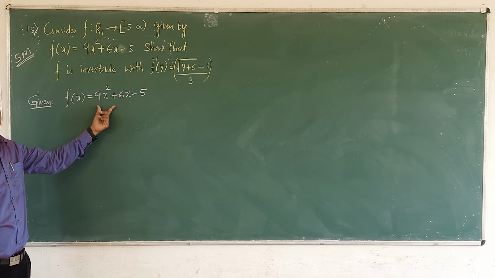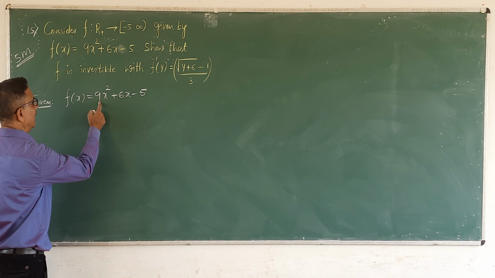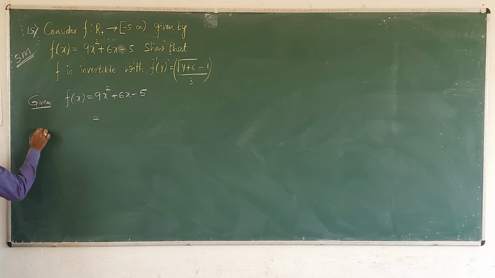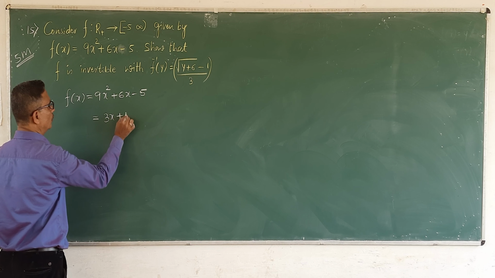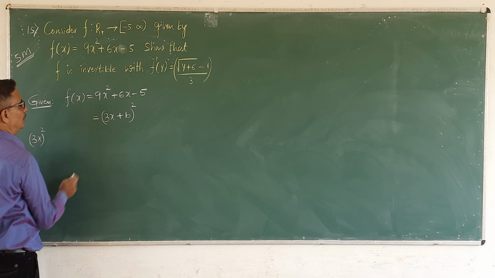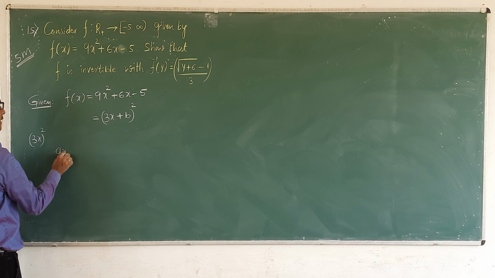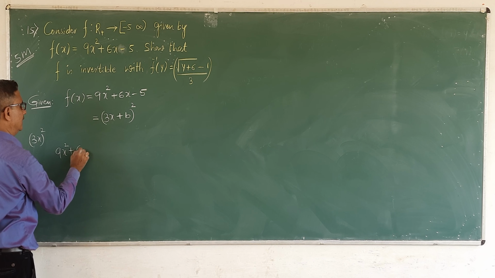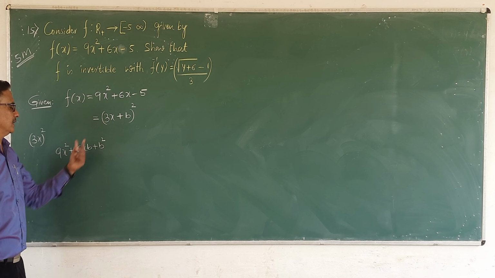Now it is quadratic function. Make it as perfect square. How to convert it? Look here. 9x square is nothing but 3x whole power 2. So here 3x plus another number we don't know, we call it b, whole power 2. Expand that one. 3x plus b whole power 2, a plus b whole square, a square, 9x square, plus 2ab, 2 into 3x, 6x into b, plus b square.